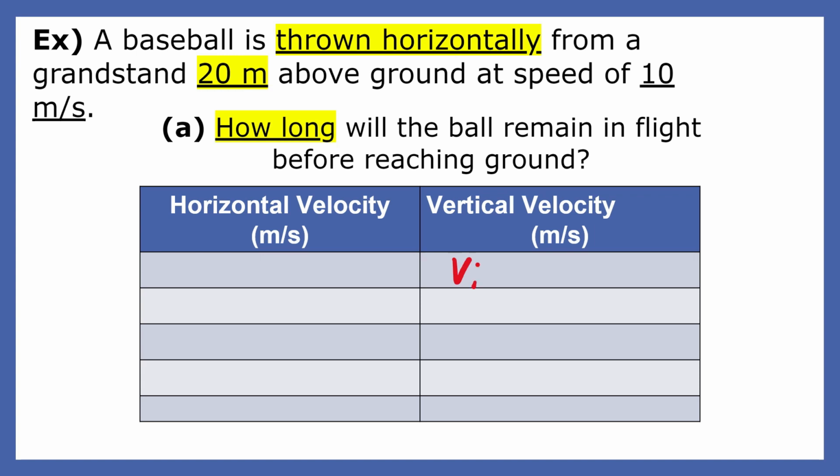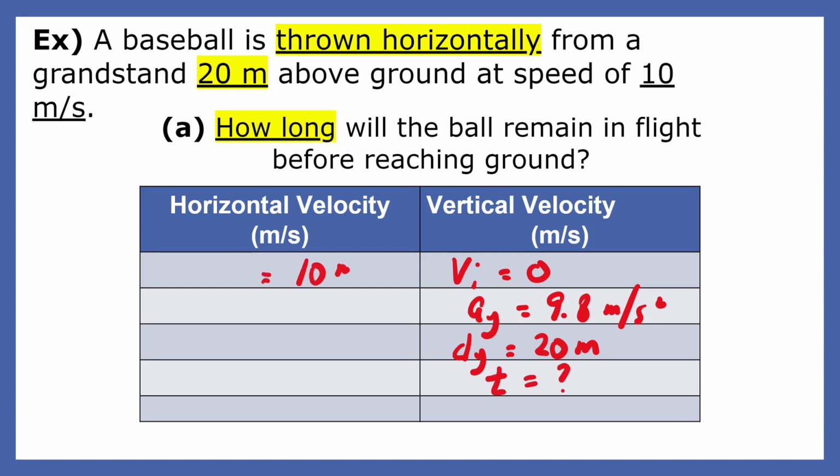Since the ball is thrown horizontally, we write VIY equals 0. AY is 9.8 meters per second squared. The height is 20 meters, so we write dy as 20 meters, and we want to find the time, so t equals question mark. On the x side, we know that it was thrown horizontally at 10 meters per second, so Vx is 10 meters per second, and we can put t equals question mark on that side too.